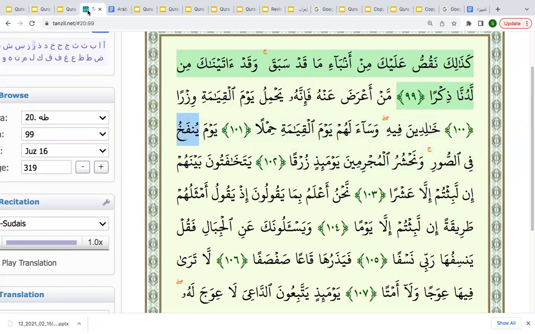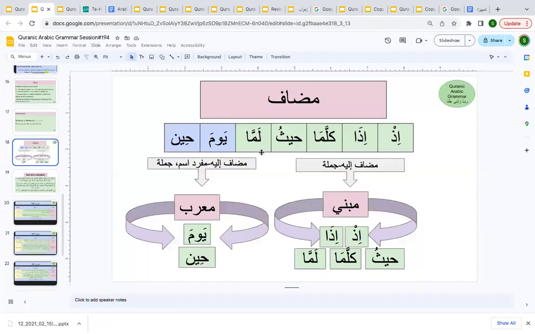But when it comes to idh, idha, kullama, haythu, and lamma, what do you see as mudaf ilayhi? Throughout Quran, if you are a person of understanding, and if you are learning grammar to this stage, I would expect that you have gone through Quran many, many times. So you must have made this observation: every time you are seeing anything after these words, there is a sentence coming up as a mudaf ilayhi, and that is why they are known to make a complex idafa. Is this clear to all of you?